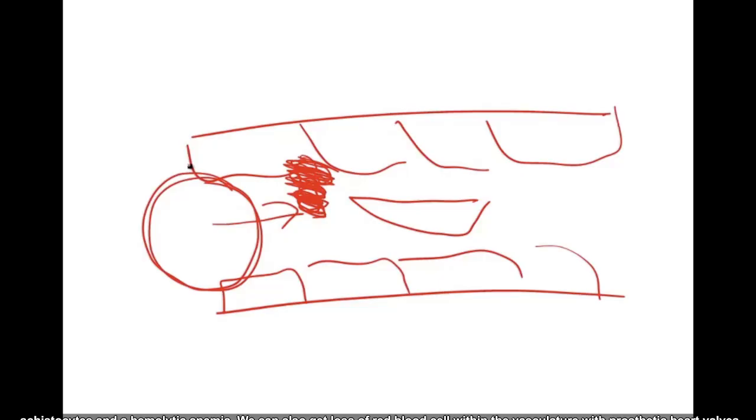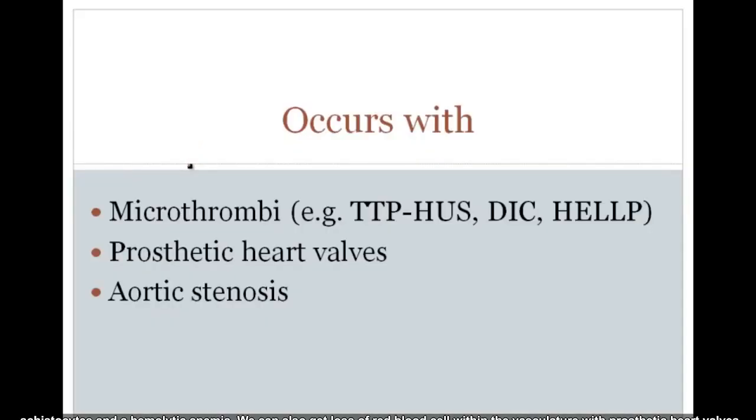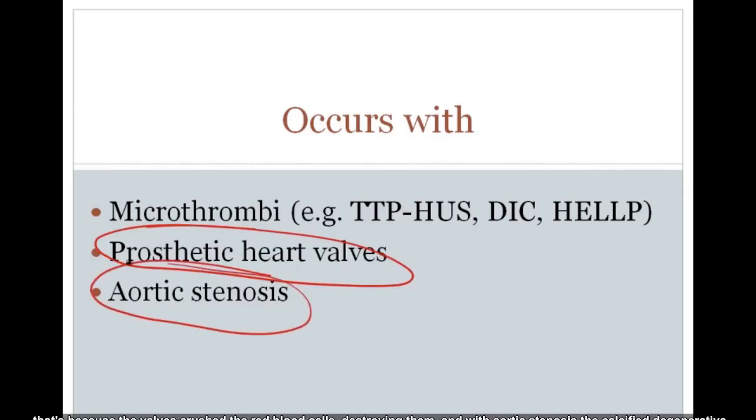We can also get loss of red blood cells within the vasculature with prosthetic heart valves, and that's because the valves crush the red blood cells, destroying them, and with aortic stenosis. The calcified degenerative valve will also, again, crush the red blood cells and destroy them. So these are some circumstances in which patients might get a hemolytic anemia inside the blood vessel.